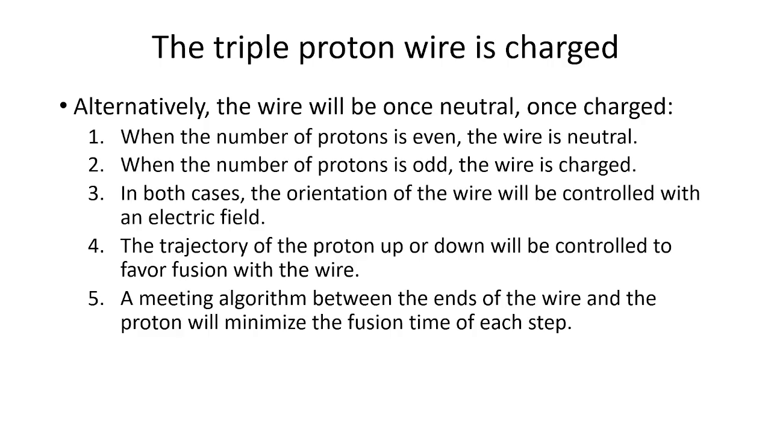4. The trajectory of the proton up or down will be controlled to favor fusion with the wire. 5. A meeting algorithm between the ends of the wire and the proton will minimize the fusion time of each step.